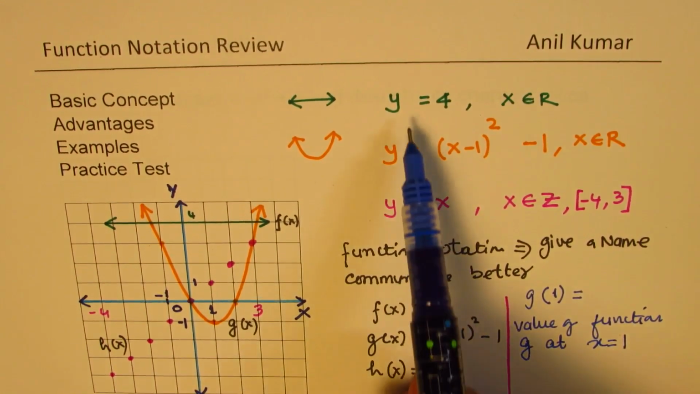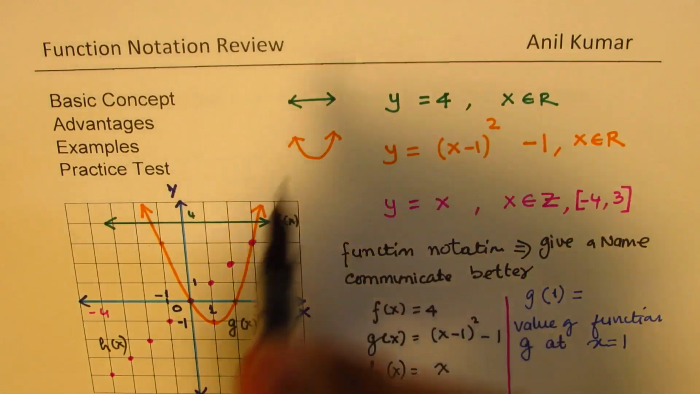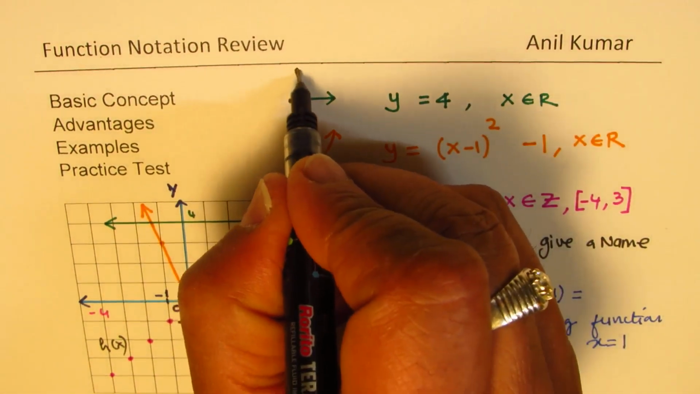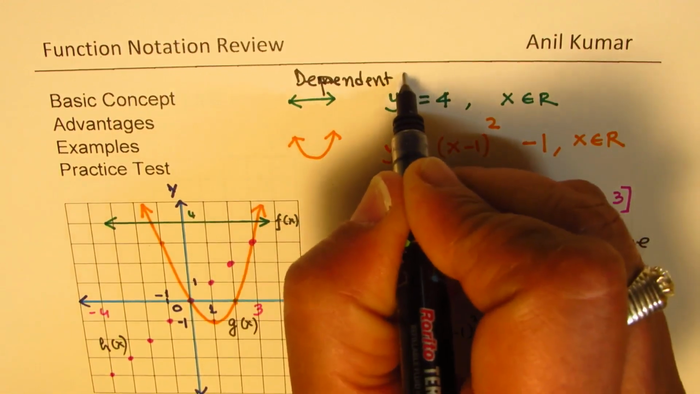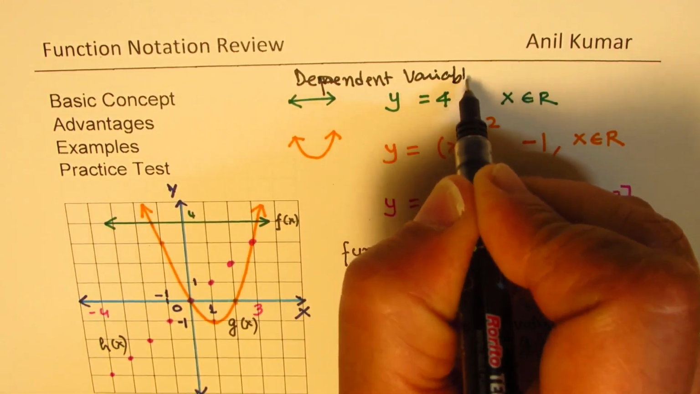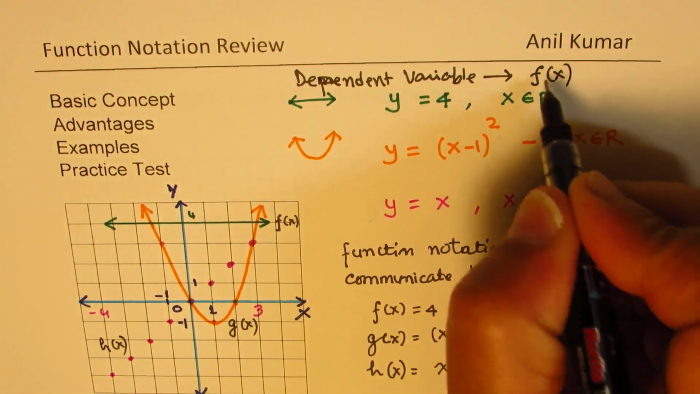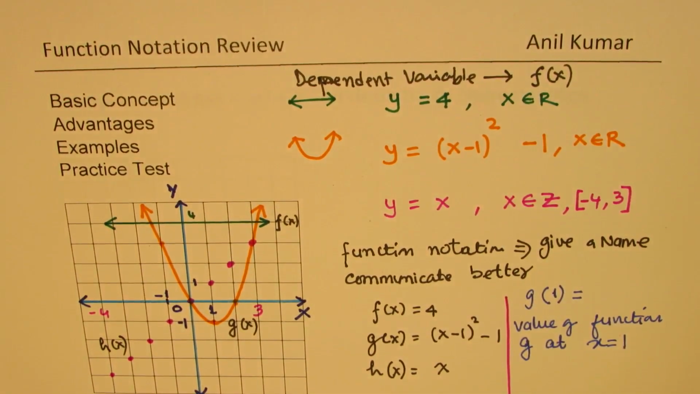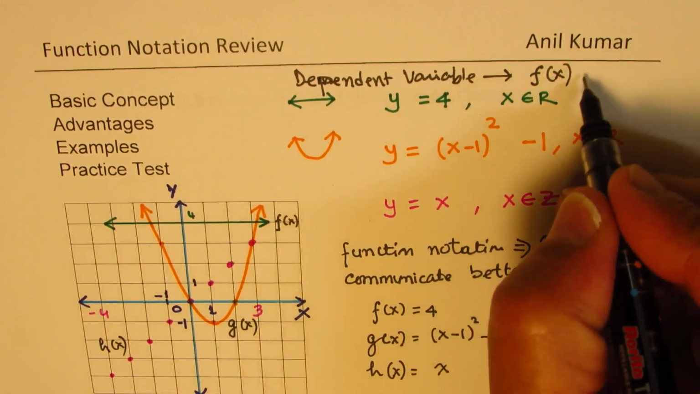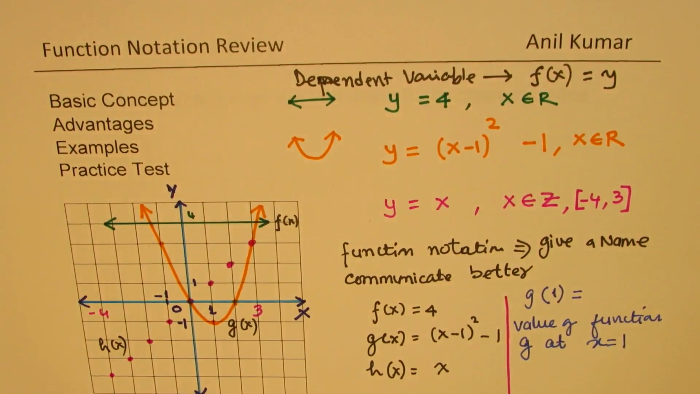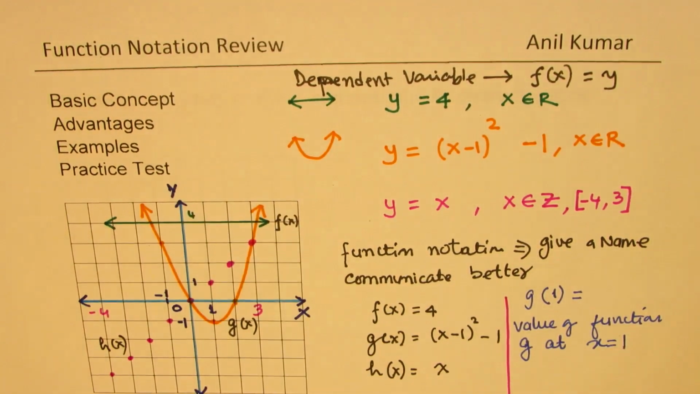Correct? So what you notice from all this is that y, the dependent variable, so basically what you saw here is that the dependent variable has been replaced by the function. Normally we write f of x. You understand, correct? So dependent variable has been replaced by f of x. So f of x is basically equal to y. Right, so y is normally replaced by f of x in function notation. Is that clear to you?